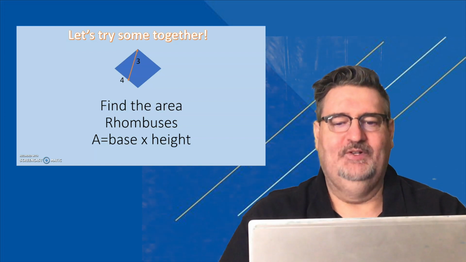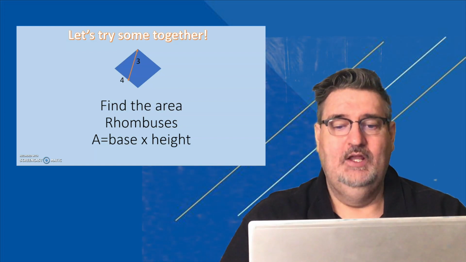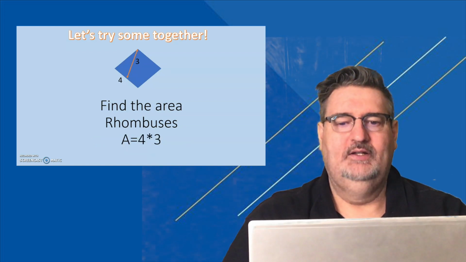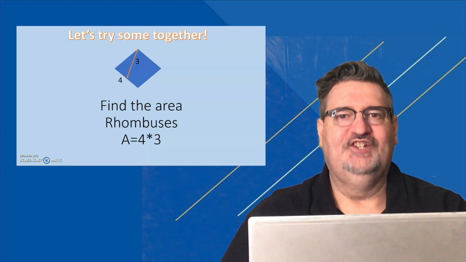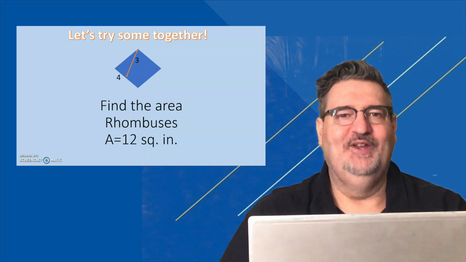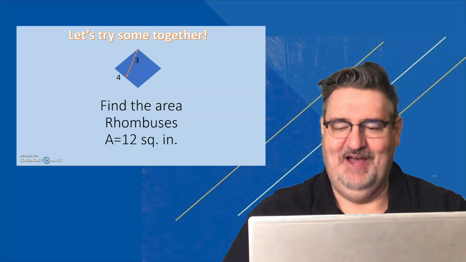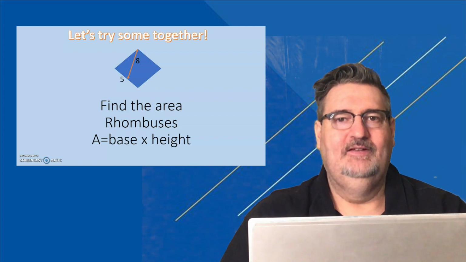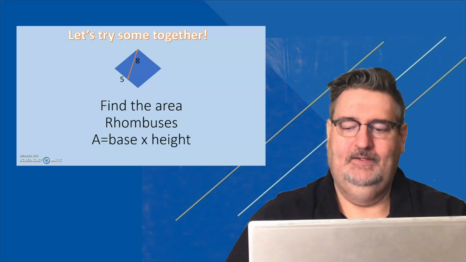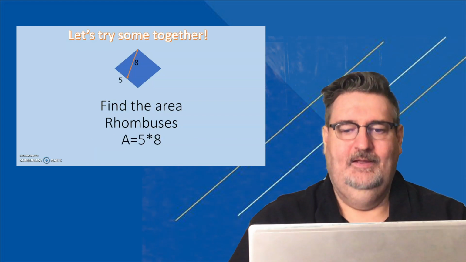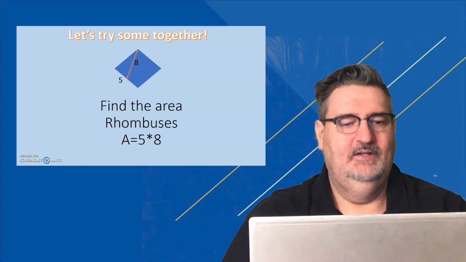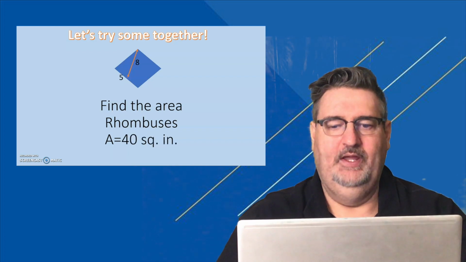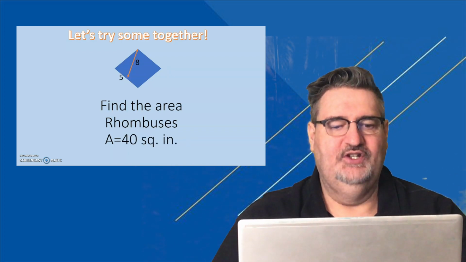All right, let's try some together on the shape that's a rhombus. Again, we have base times height, and for this example, we have 4 times 3. Did you get 12 on that one? All right, 4 times 3 is 12 square inches. Good job. Let's try another one together. On this one, we have a base of 5 and a height of 8. We plug it in as 5 times 8, and we come up with 40 square inches.